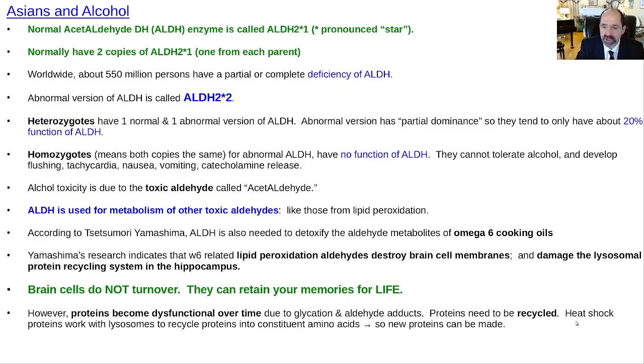And there's something called heat shock proteins. Heat shock proteins is just a name for certain properties they have when heated, but they are what helps the lysosome run its recycling business, so to speak, for the neuronal proteins.